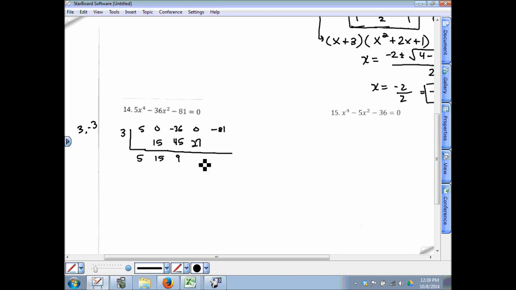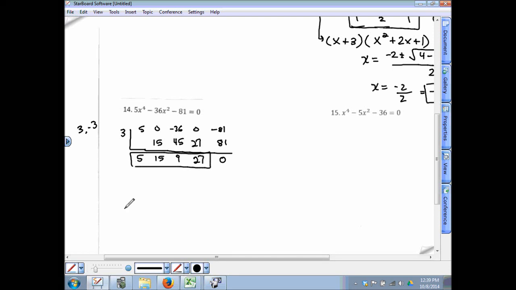9 times 3 is 27. 0 plus 27 is 27. 3 times 27 is positive 81. Now the point wasn't to prove the 3 worked. We already knew it worked. The point was to get these numbers here.